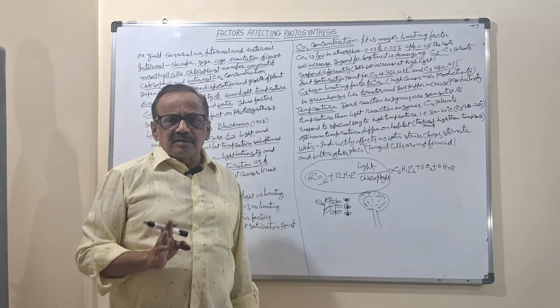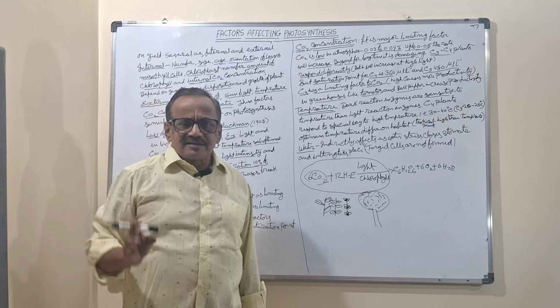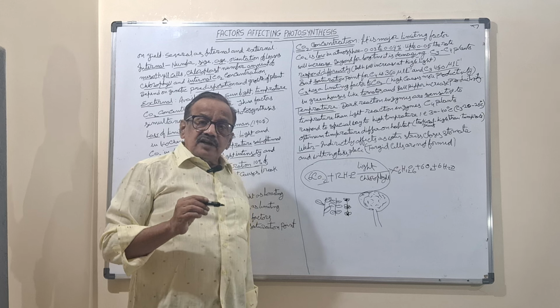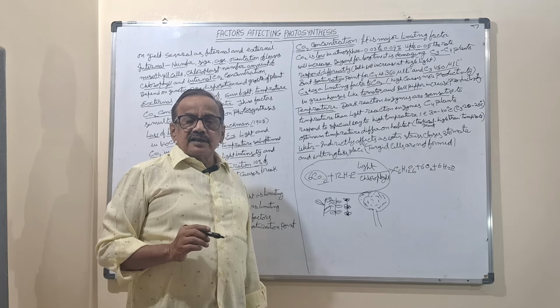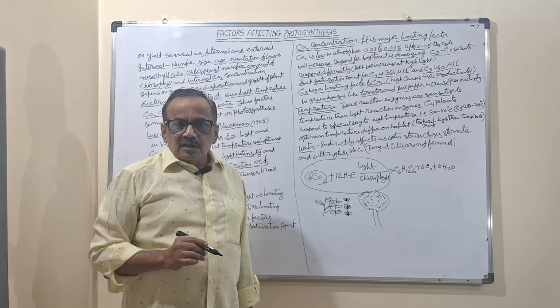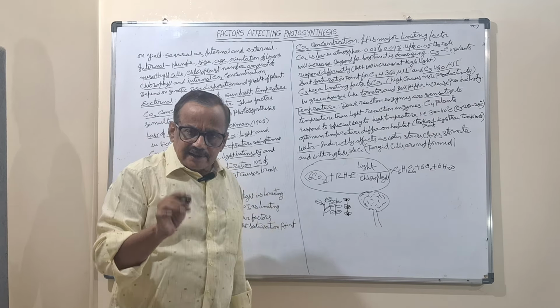So water is not a problem directly. If the water is less, the plant will die, that's all. But water also will affect before that. The cell is dying because of the lack of water. It will affect the photosynthetic rate indirectly.